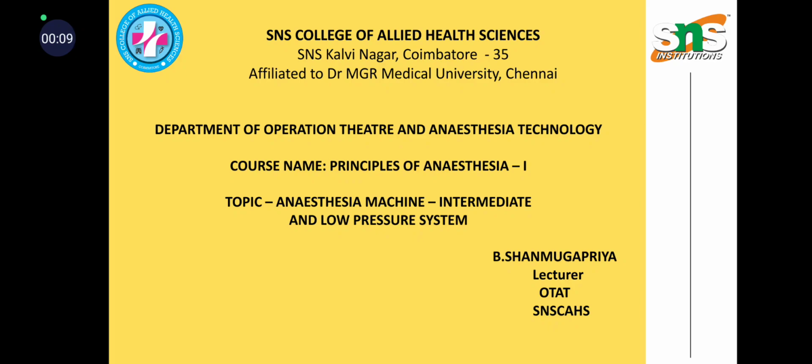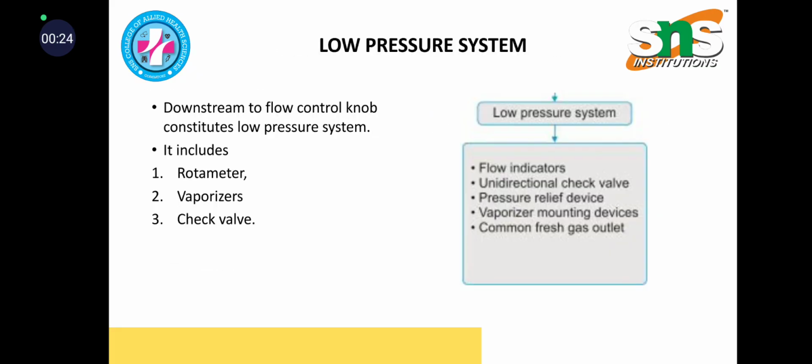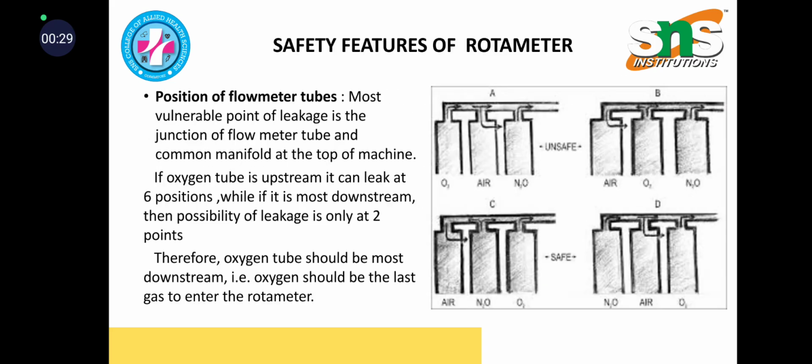In the last section, we have seen about the anesthesia machine. In that, we have seen the intermediate and low pressure systems. So we will start from the safety features of the rotameter. The intermediate pressure system is over. Then, in the low pressure system, we are going to see about the rotameter and its safety features.